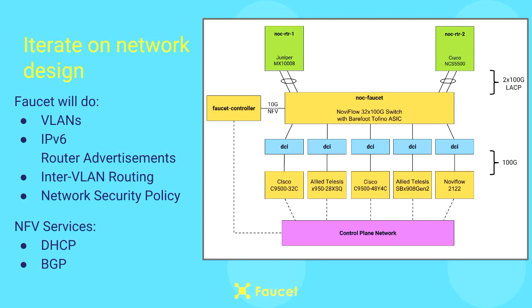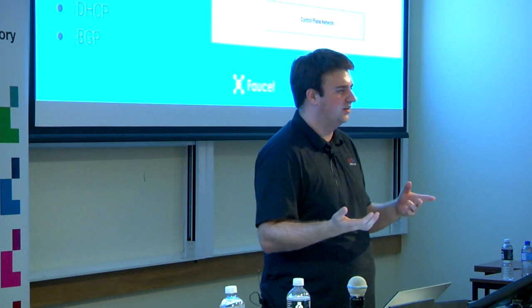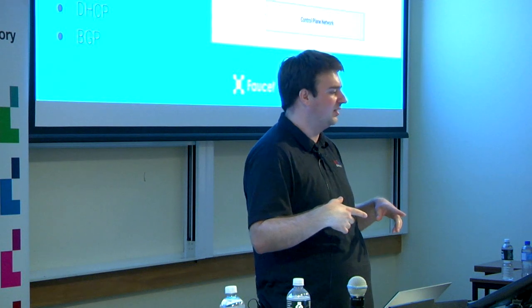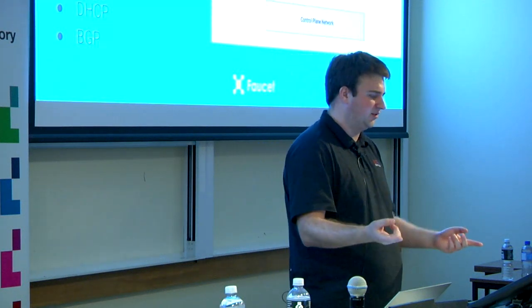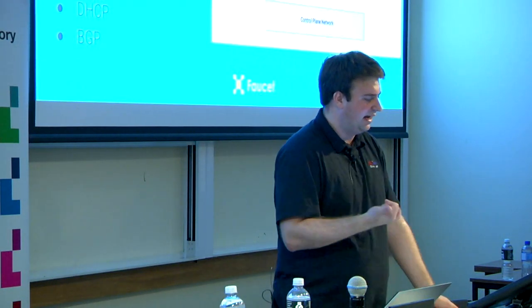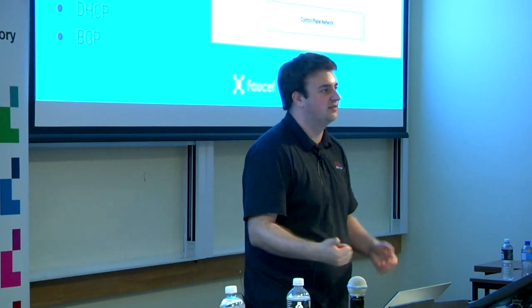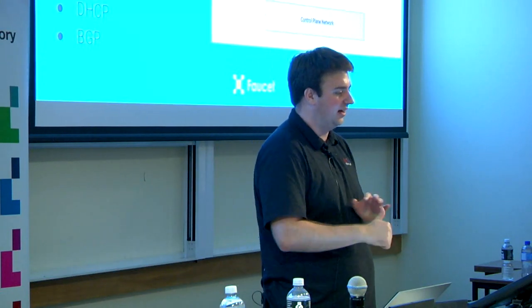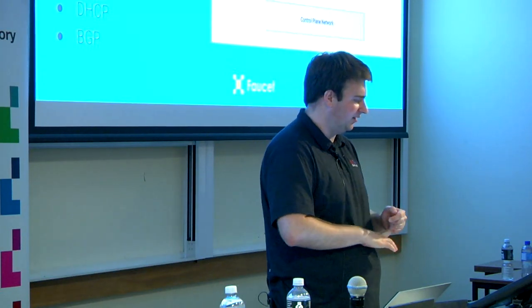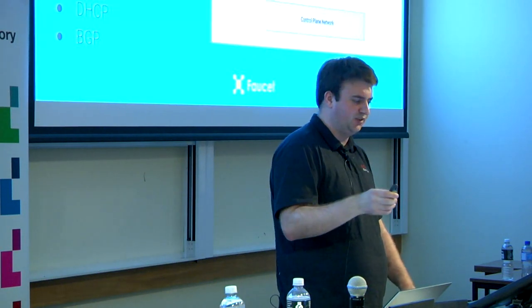So Faucet handled the VLANs. It did V6 router advertisements to give out IP addresses. It did inter-VLAN routing, so a lot of the booths wanted to do demonstrations where they did large file transfers at high speed between different people on the show floor. So you have to make sure that you can route between the booths, and that's what the inter-VLAN routing feature let us do. Then we implemented a bunch of network security policy at the bottom of the network on the access ports. That's for dropping things like rogue v6 RAs and rogue DHCP servers, and Faucet lets you easily do that kind of stuff. Then for NFV, we did DHCP and BGP on the Linux box.